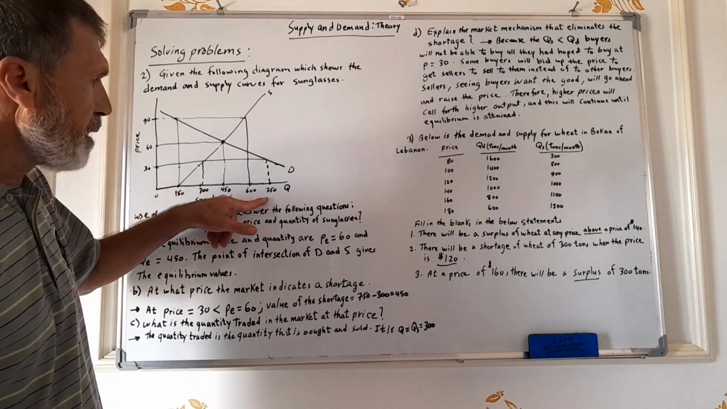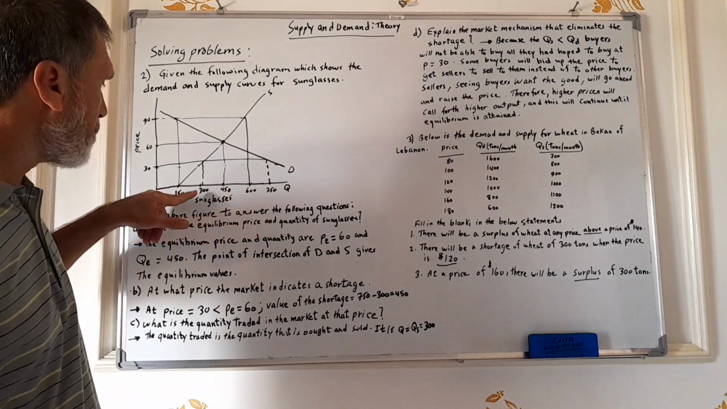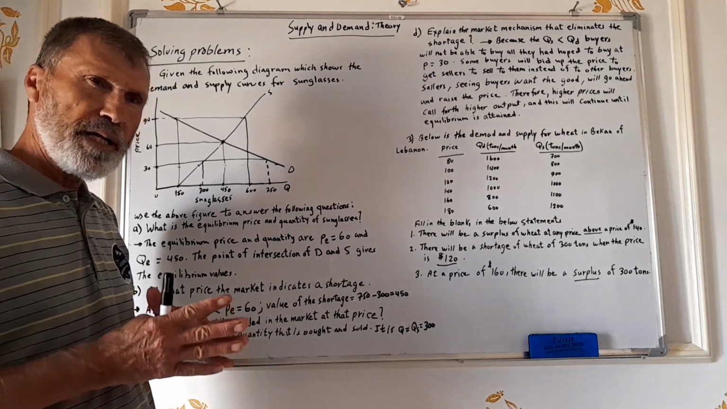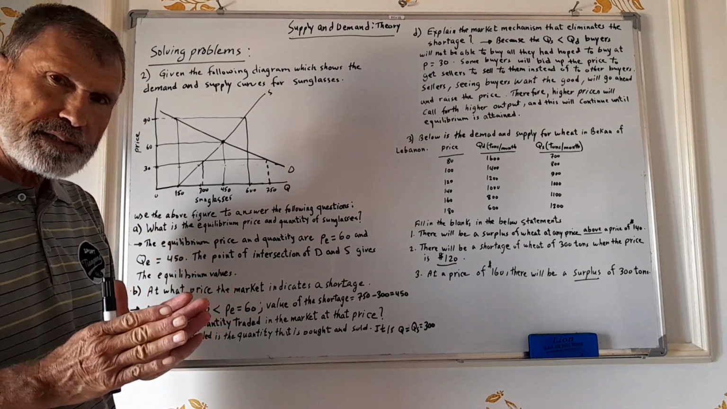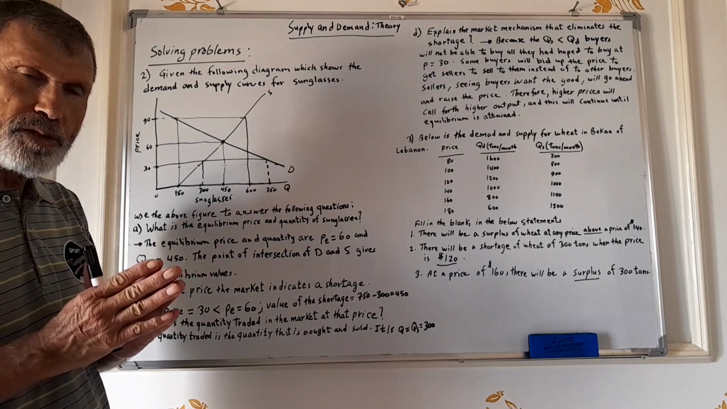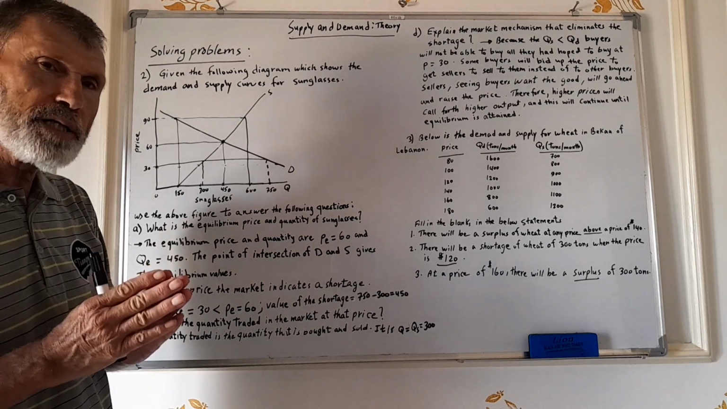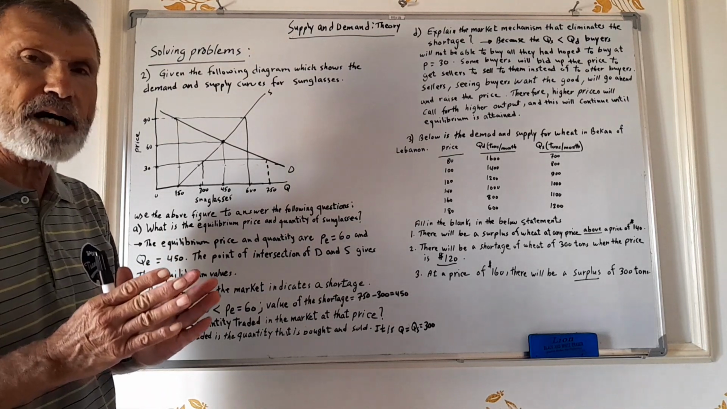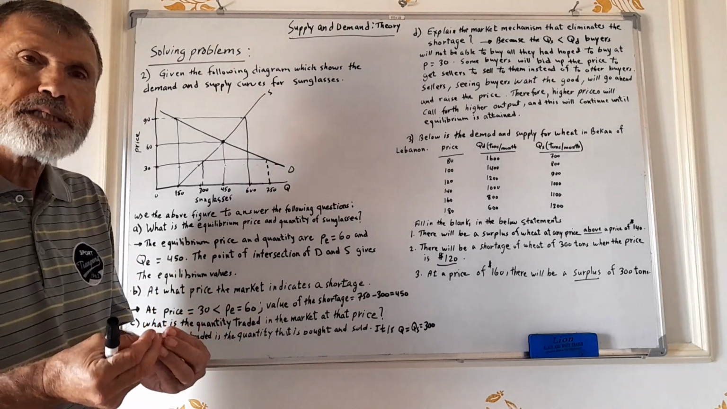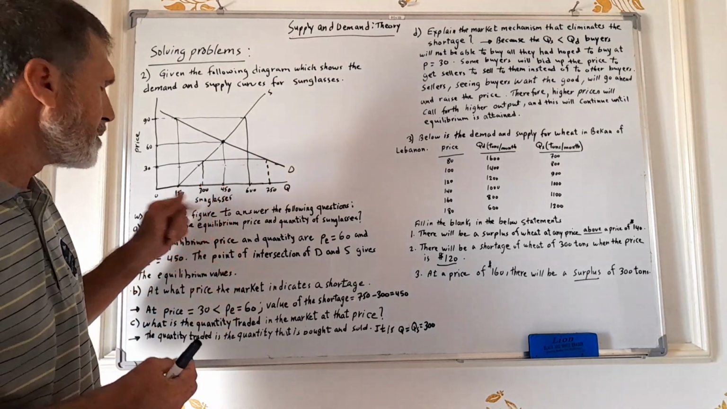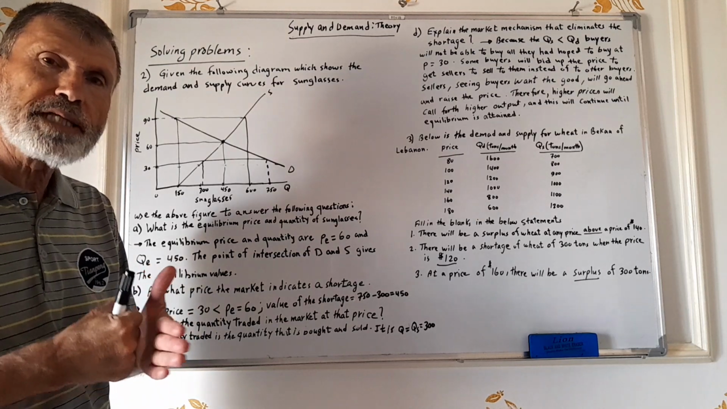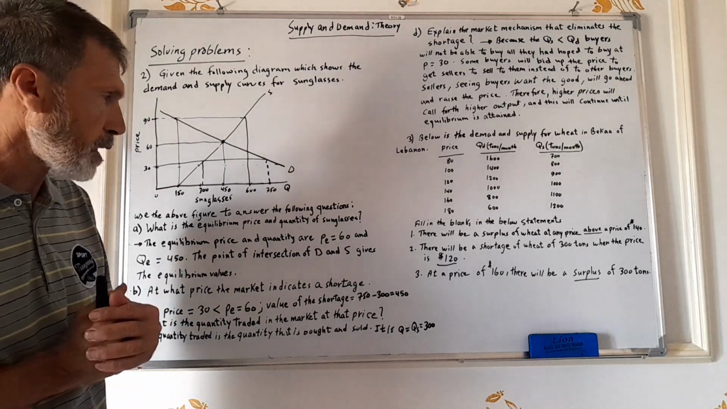Because the quantity demanded is 750. However, the quantity supplied is 300. So consumers who would like to purchase the good want more than the quantity that is available. So basically, the quantity that is bought and sold is the quantity that is available, which is 300. So 300 is the quantity that is bought and sold, or the quantity that is traded.